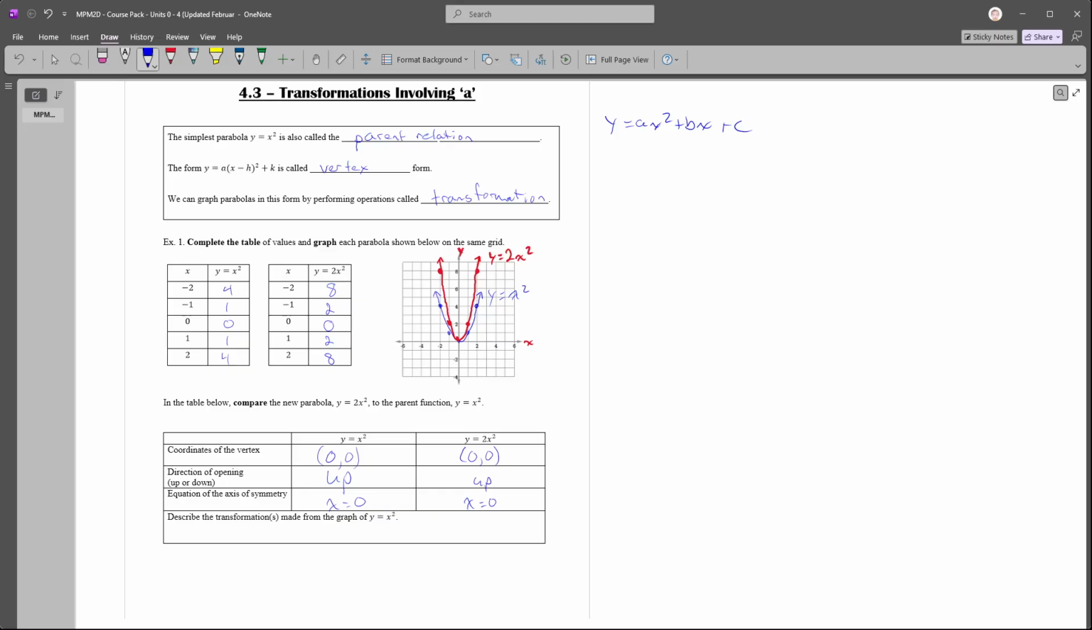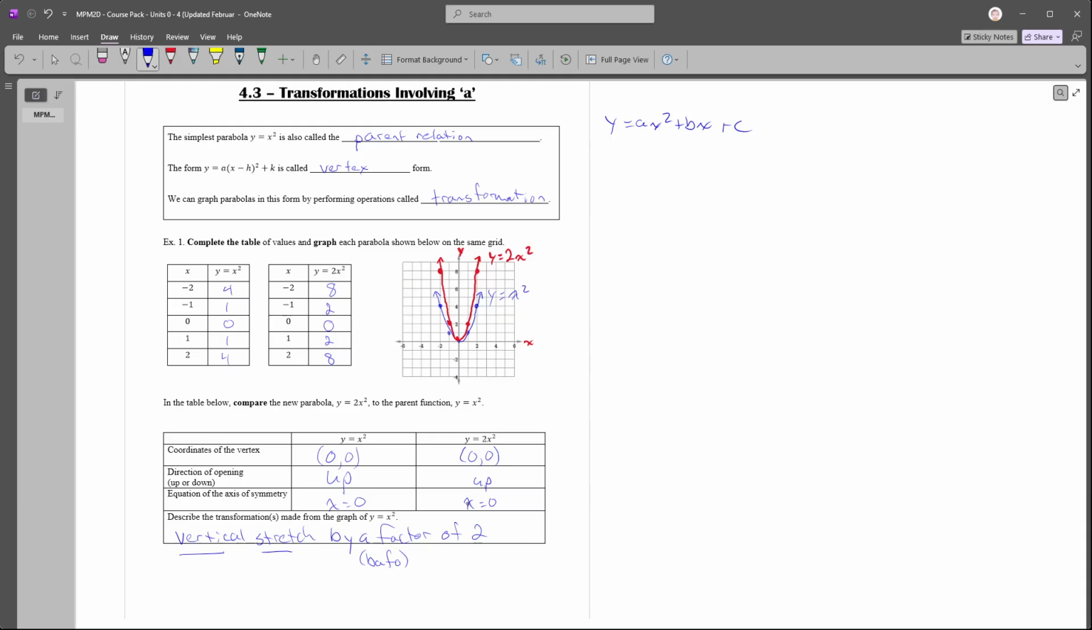So we could describe the transformation made to the graph of y is equal to x squared. We can see that it is a vertical stretch by a factor of 2. Now, instead of writing by a factor of, because we're going to write it so often, typically we write just BAFO, by a factor of 2. It's a lot easier because we're going to be doing it so often. Okay. So this is a vertical stretch by a factor of 2.